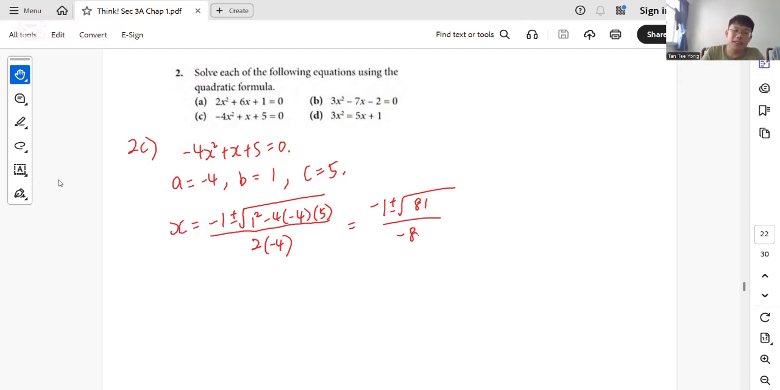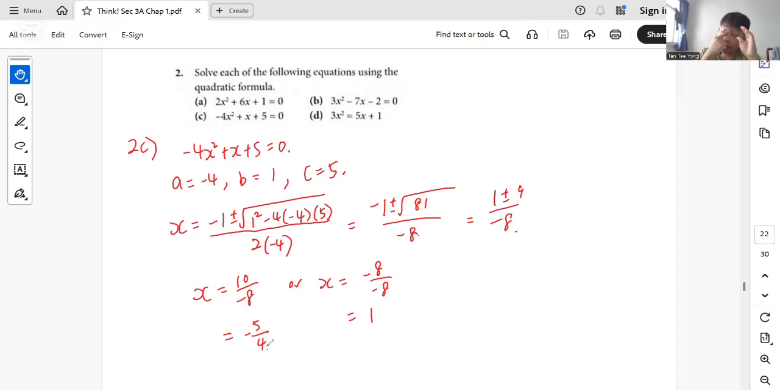Wait, it's 81. I better press the calculator, but I think it should be 81 because the minus gives you plus. Yeah, 81. Yeah, so my bad. So it's 81. So equals 1 plus minus 9 over negative 8. So x equals to 10 over negative 8, or x equals to negative 8 over negative 8, which is 1. And this one is negative 5 over 4. Let me take a look to see whether I got any other careless mistakes.